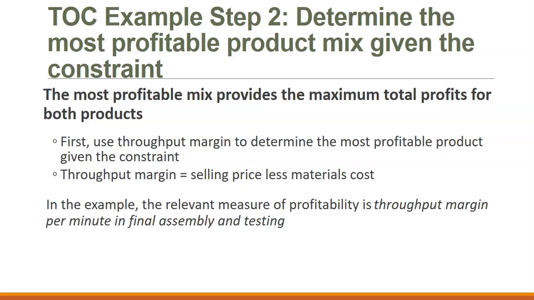Then we want to look at the most profitable product mix given our constraint. So we have the HP12 and the HP13. So we're going to look at the throughput margin to determine the most profitable product given the constraint. So the throughput margin is the selling price less materials cost. In this example, the relevant measure of profitability is the throughput margin per minute in final assembly and testing. So because that is our constraint.